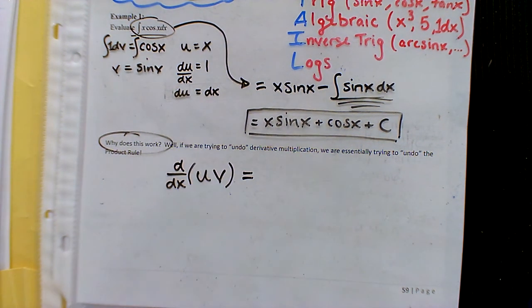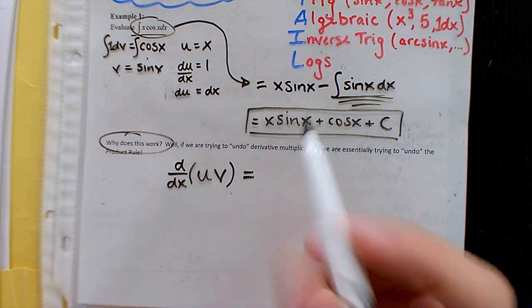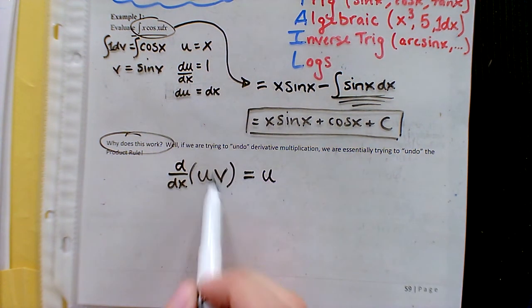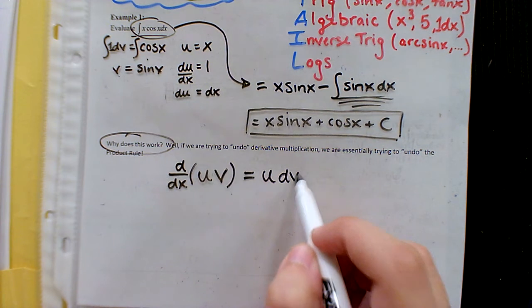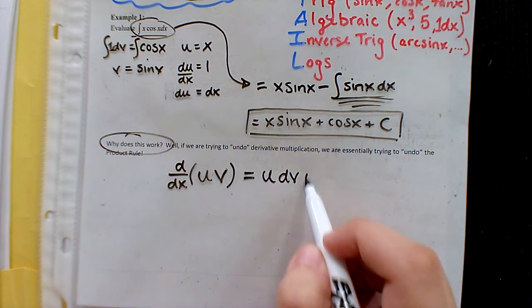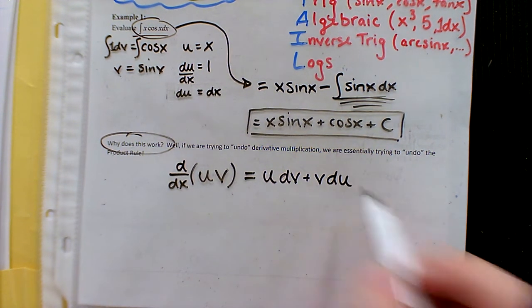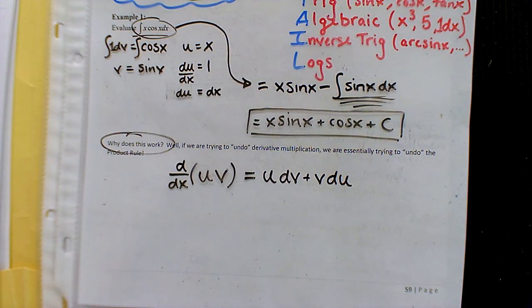Do we remember our product rule? Mm-hmm. Okay, good. Do we remember the phrase from last year for product rule? Yeah. 1d2 plus 2d1. So you take your first function times the derivative of the second, which would be dv, plus the second function, and then d1. The derivative of u would just be du.